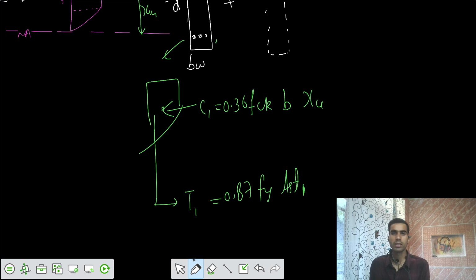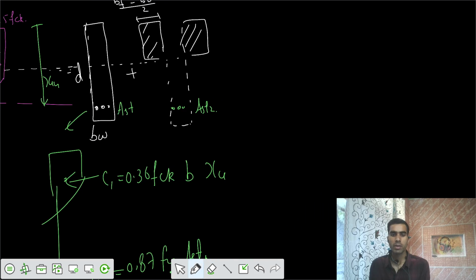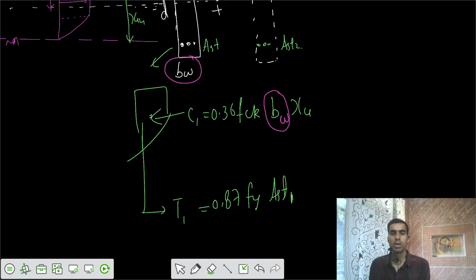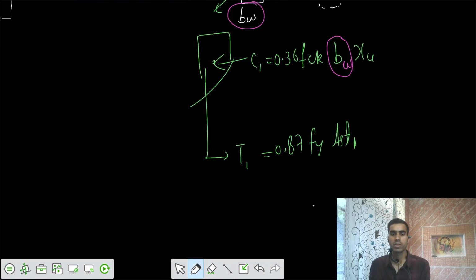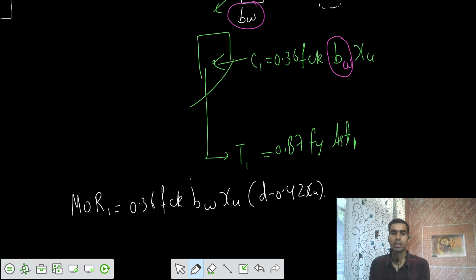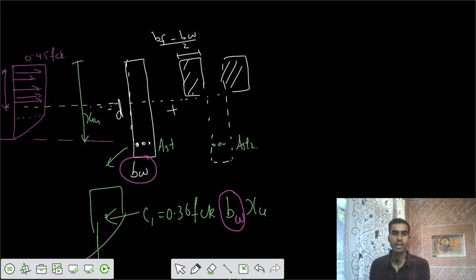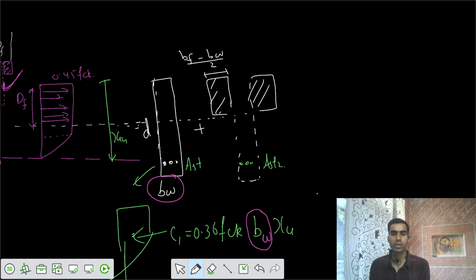Let's say there is some steel AST1, and in the second beam there is some steel AST2. Corresponding to the first beam, what is the dimension of width we have? That's a rectangular beam, so I have to keep this as BW. Now based on this, I can easily solve the moment of resistance for this part also. Moment of resistance 1 is equal to 0.36 FCK BW XU (d minus 0.42 XU). That's easy.